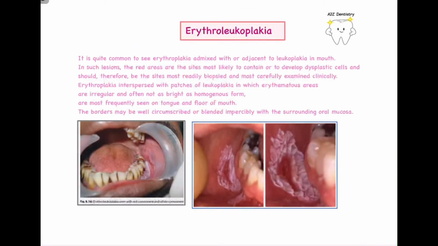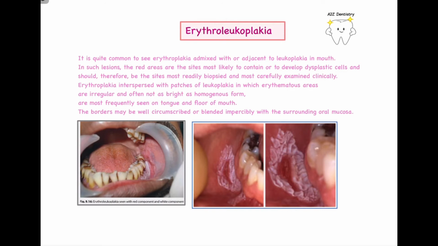So our next variant is erythroleukoplakia. So we have studied about it earlier also. Basically in this there is presence of the white component as well as the red component of leukoplakia within a single lesion. So this is a relatively common lesion which we can see in our clinics, right? This is basically an admixture of two different kinds of leukoplakia, right? Now the particular point here is that in the red areas, where there is a more amount of destruction which has been caused, there are increased chances of development of dysplastic cells and ultimately carcinoma, right?